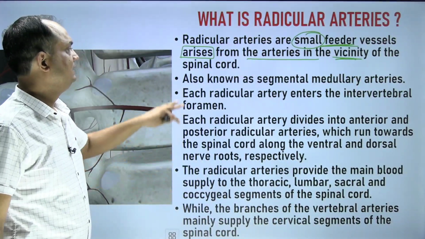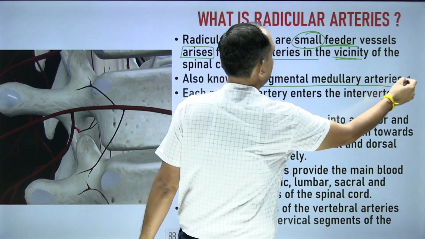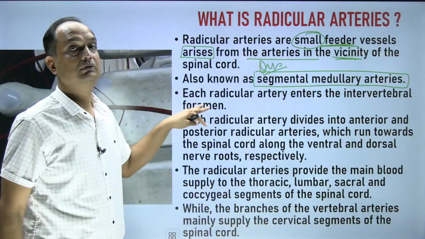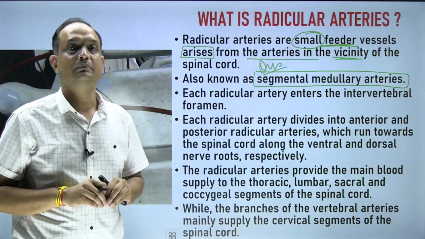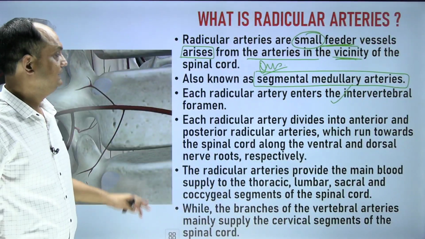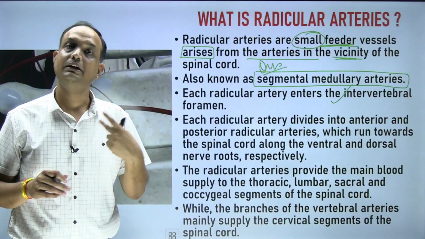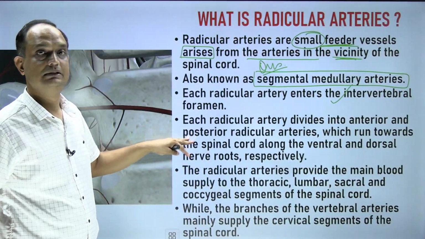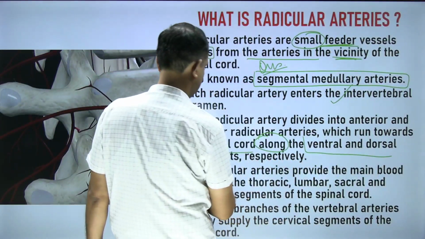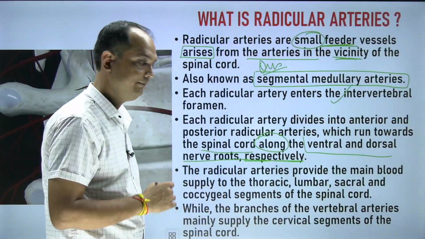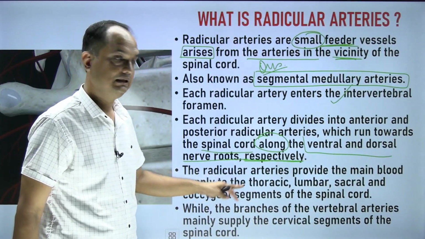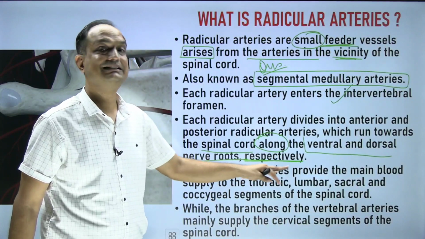Second concept is that they are also known as segmental medullary arteries. So this is again the important line. Then the third thing is each radicular artery enters into the vertebral column through the intervertebral foramina to approach the spinal cord. Then each radicular artery divides into the anterior and posterior radicular arteries, and they run towards the spinal cord along the ventral and dorsal nerve root respectively. Clear? The radicular arteries provide mainly the blood supply to the thoracic, lumbar, sacral and coccygeal segments.